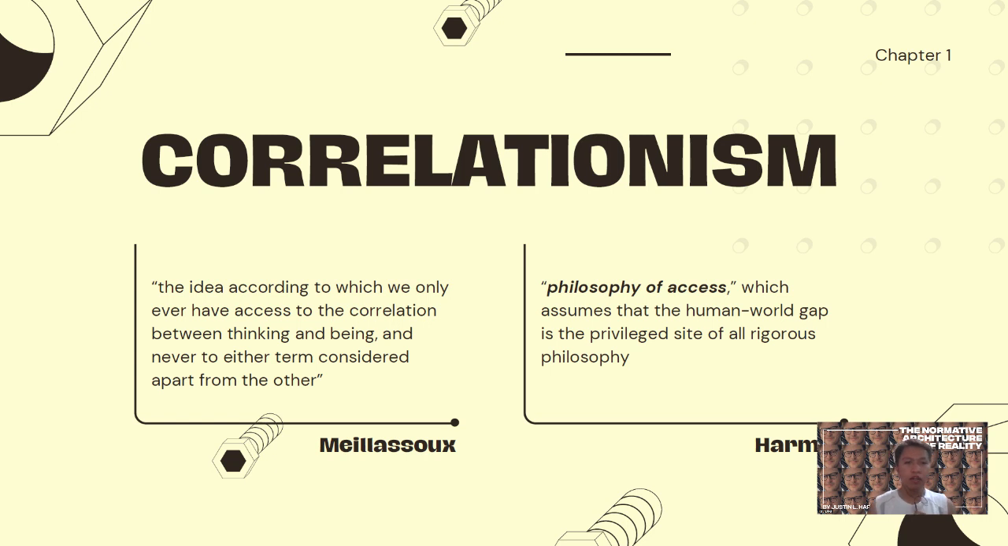Particularly, Meillassoux defines it as the idea according to which we only ever have access to the correlation between thinking and being, and never either term considered apart from the other. On the other hand, Harman defines this as the philosophy of access, which assumes that the human-world gap is the privileged site of all rigorous philosophy.